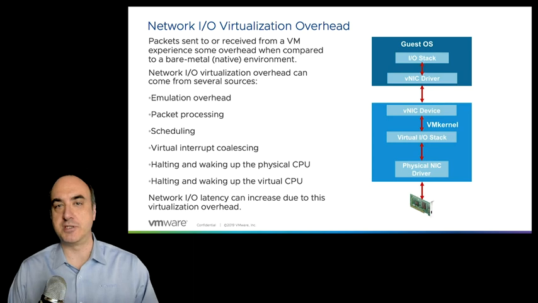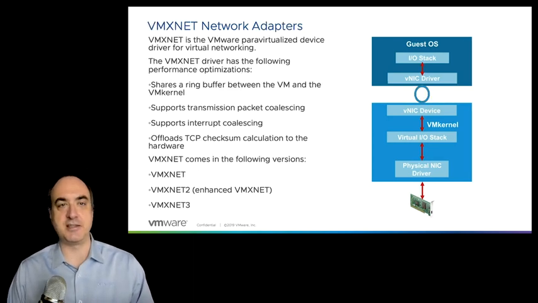So, of course, we install VMware Tools, and that changes a lot. First, the driver is aware that it's a virtual driver, and it will remove a lot of the overhead as the data traverses from the guest OS over to the VMkernel. There's also a ring buffer between the guest OS and the VMkernel, which removes a significant amount of overhead. There's also transmission packet coalescing and interrupt coalescing to reduce the per-packet overhead.